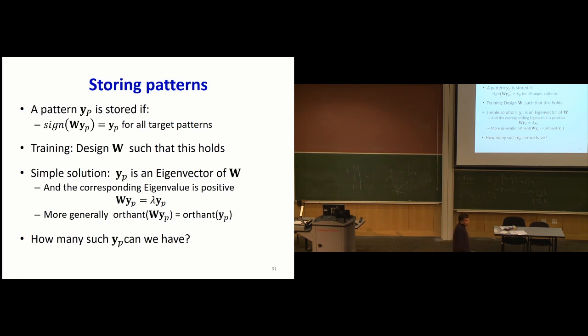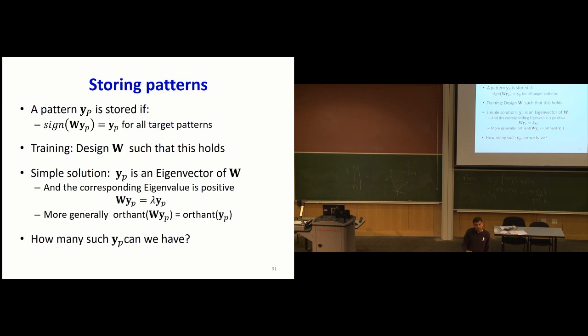This is the basic requirement that we have. So our objective is to train the w such that this behavior holds. For every pattern that we want to store, sine of w times yp must be the same as yp, right? And so what is the simplest solution? If yp is an eigenvector of w, and the corresponding eigenvalue is positive, then w times yp is basically a scaled version of yp. The sine of that is going to be yp itself, right?